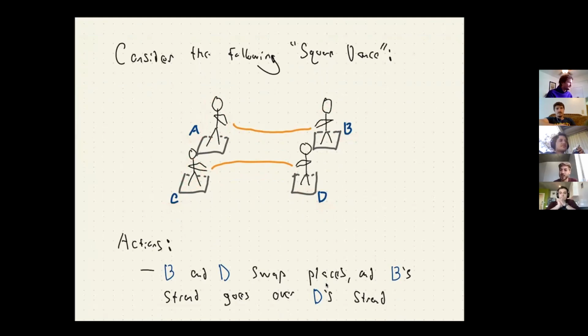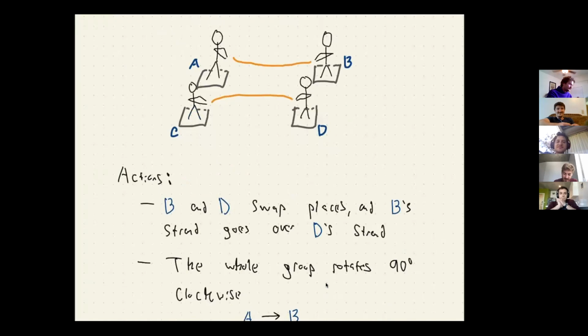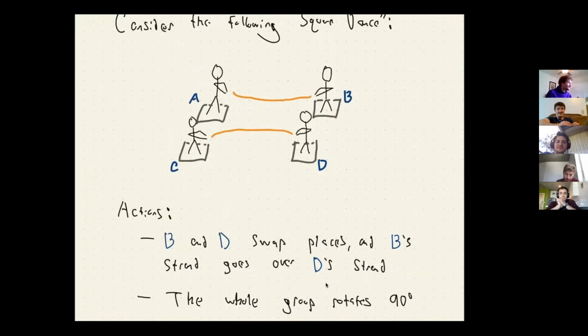Okay, and so the square dance is you're going to take some actions, and what are the actions? The person in position B and D can swap places. When they do that, B's strand, the strand of the person in position B, goes over that of the person in position D. So if they started out in this configuration, then they'd end up looking like that. That would be the first action we could do.